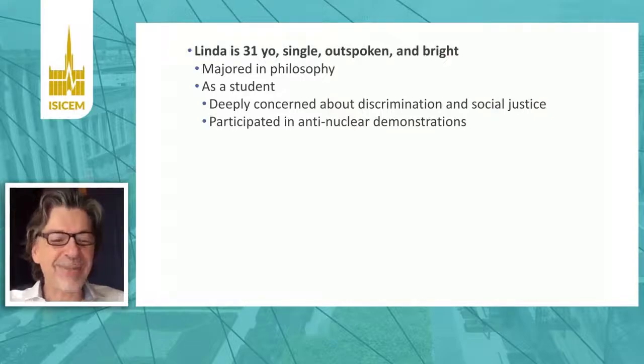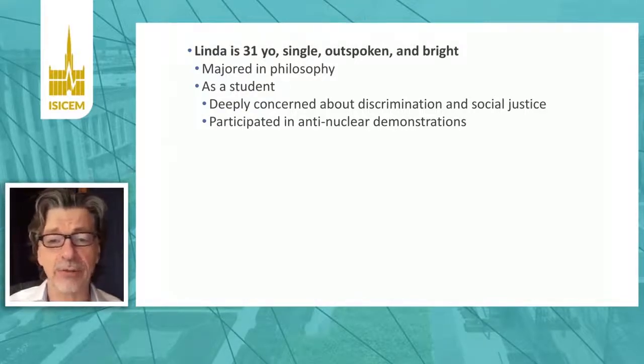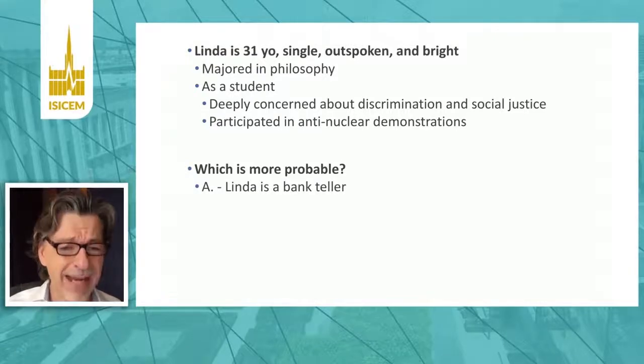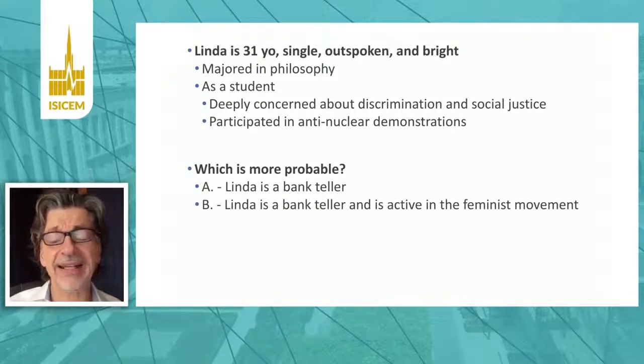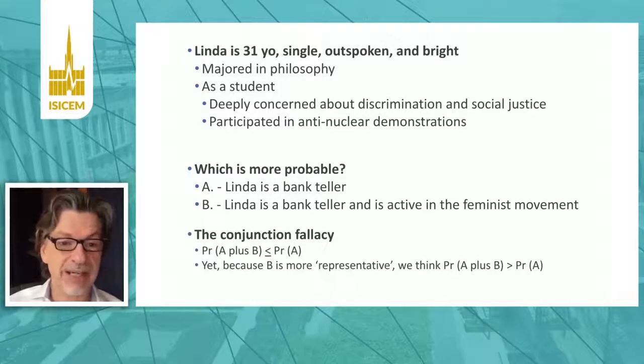So let me give you an example. Imagine Linda is a 31-year-old, single, outspoken, and bright person who majored in philosophy, and as a student was deeply concerned about discrimination and social justice and participated in anti-nuclear demonstrations. What's more likely, that she's a bank teller or that she's a bank teller and active in the feminist movement? Many of us will choose B instinctually because this background sounds like she's a feminist. And in so doing, we would execute the conjunction fallacy.